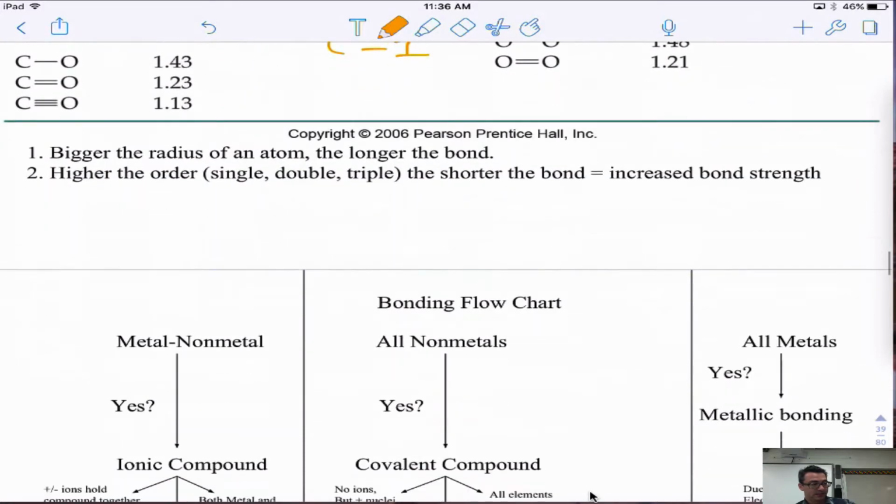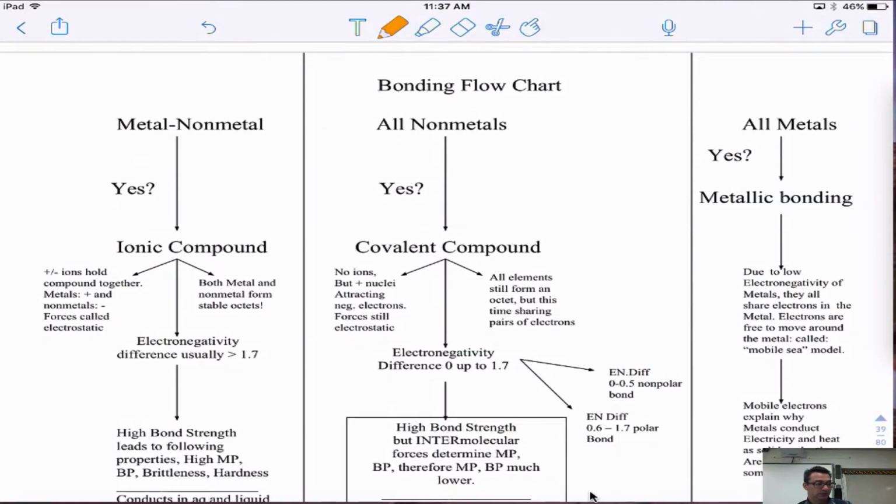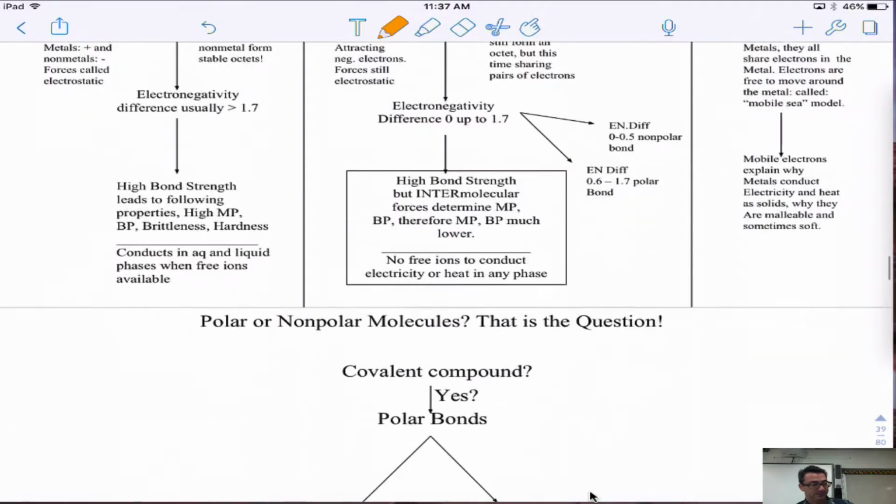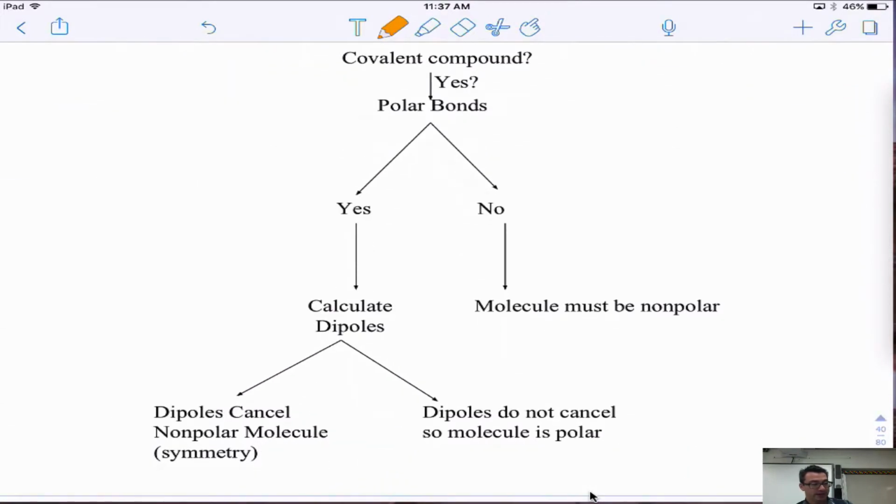Okay, here are some flowcharts for you. This runs through the general ideas behind the different kinds of bonding. We're going to touch on ionic bonding coming up. Metallic bonding, we'll touch on that. We'll do a whole section in the notes on metallic bonding. Also polarity, the idea of looking at polarity and saying, is a molecule polar or nonpolar? Do the dipoles cancel or not? Is there a lone pair on the central atom?